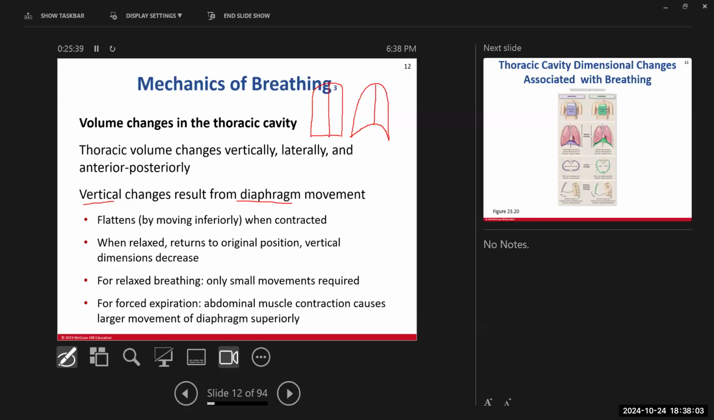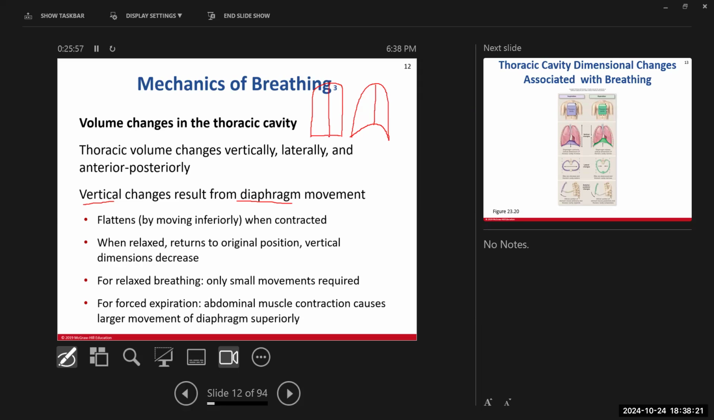So when it goes from the relaxed position to the contracted position, we now see a larger dimension superiorly and inferiorly, or vertically, you could say. And so when you exhale, the diaphragm relaxes and it goes back to this position.